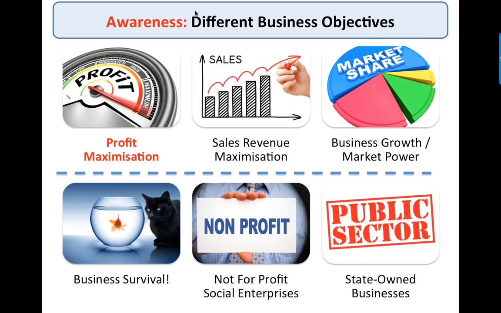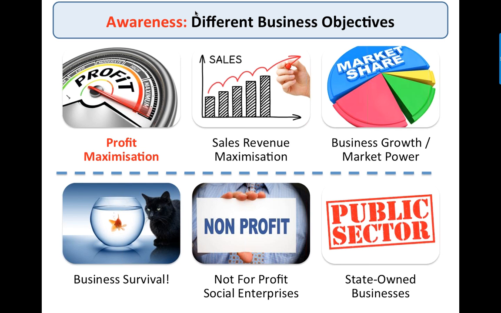Across the top, above the blue dotted line, I've put the three standard objectives: maximizing profit, maximizing revenue, and growing the business, maybe growing the business to maximize your market share. Typically at A2, those would be the three key objectives that examiners would be looking for you to be aware of. And for each of them, there is a separate diagram you can use to show it. And I'll take you through those in a second or two.